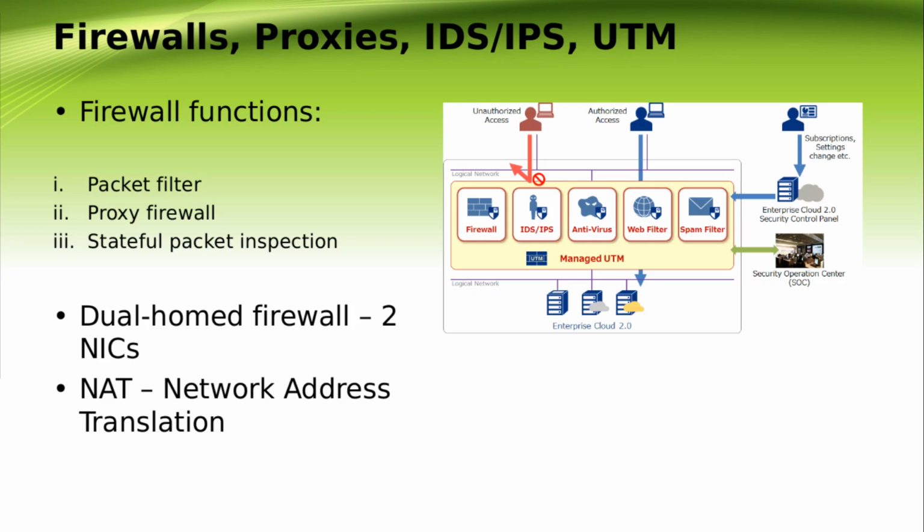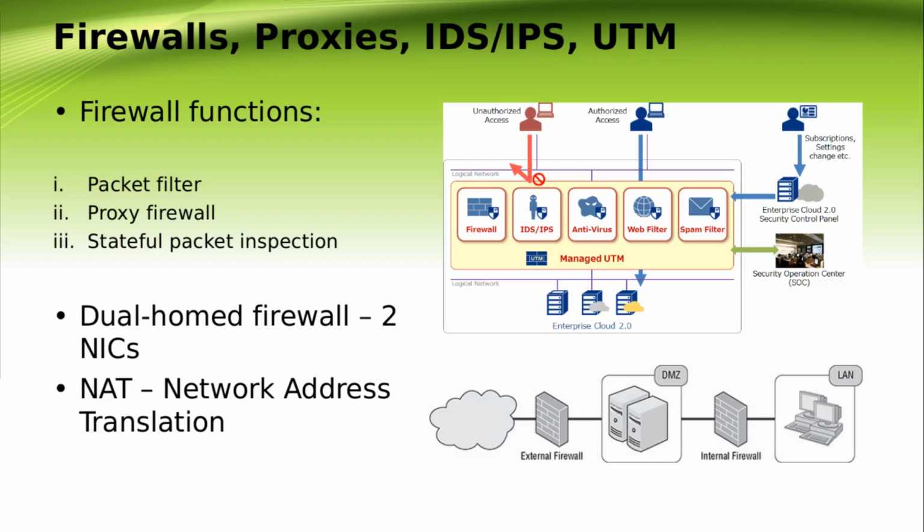The firewall, proxy, IDS, IPS, UTM. Packet filter, proxy filter, stateful packet inspection. The firewall should be placed at any transition between network segments where there is any difference in risk, sensitivity, security, value, function, or purpose.